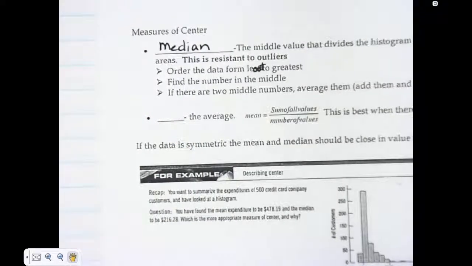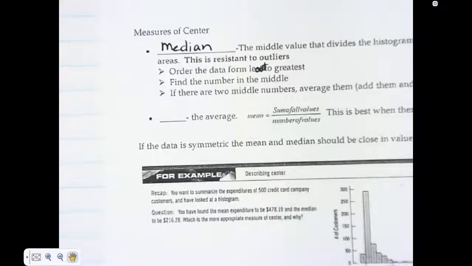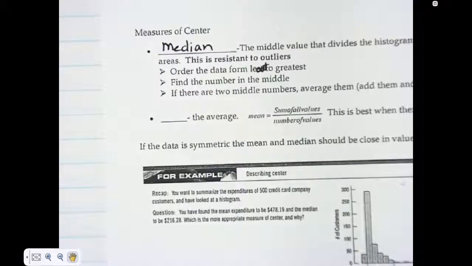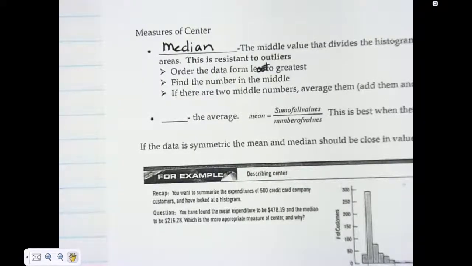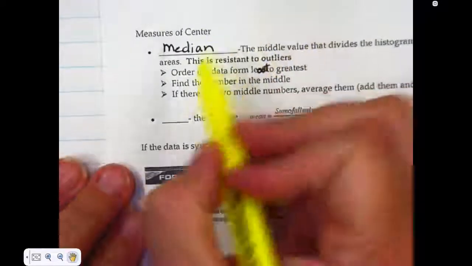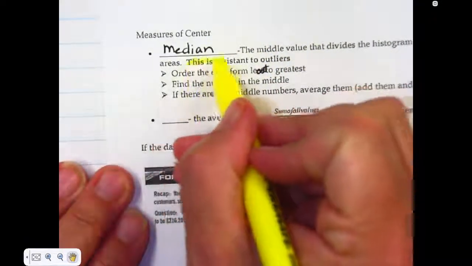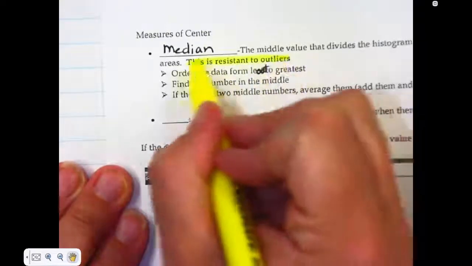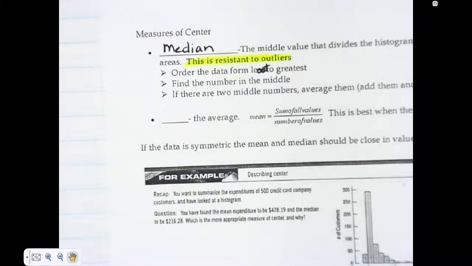One thing that's important to remember about the median, and this will come up a lot, is that your median is resistant to outliers. So this is best to use when outliers are present. That's what resistant to outliers means.